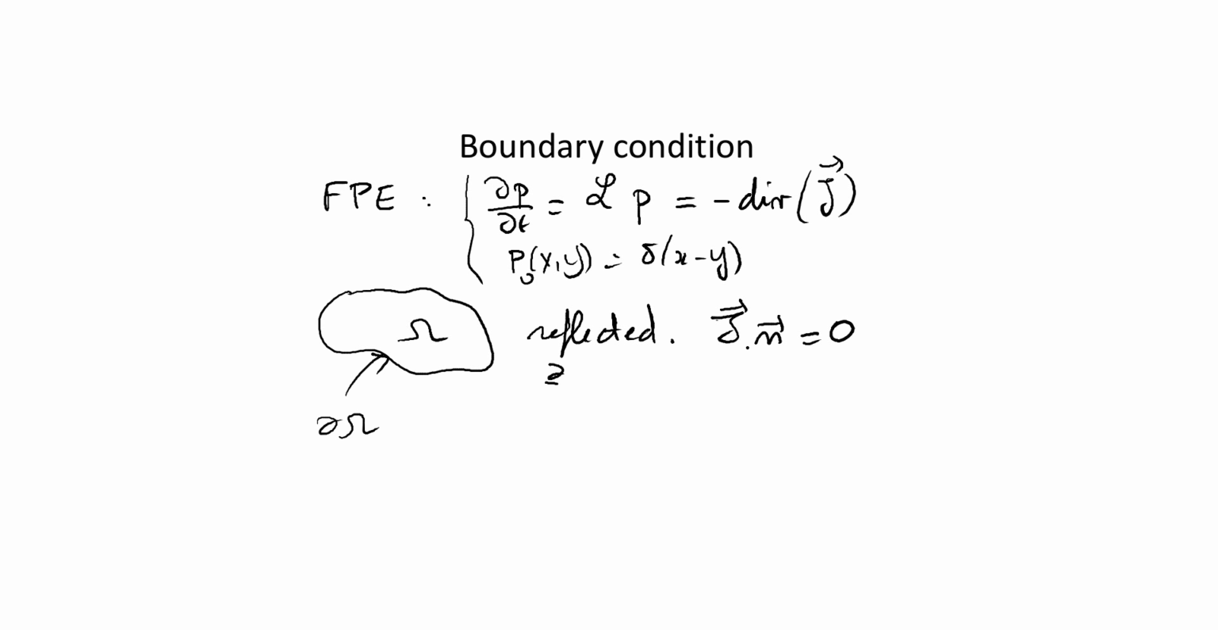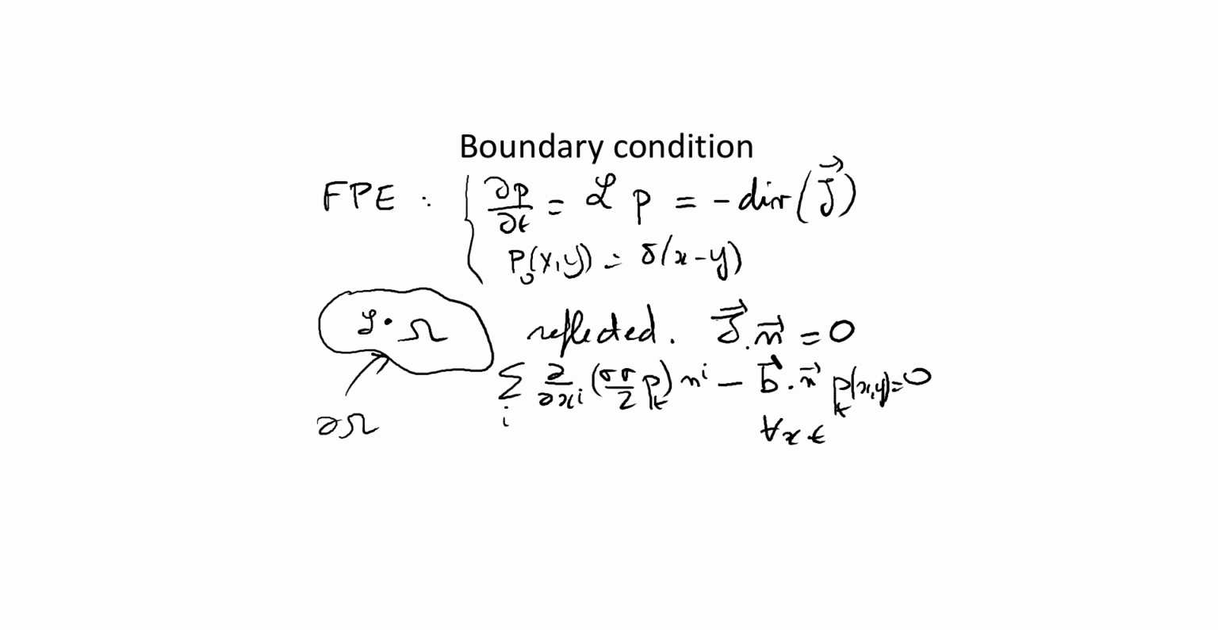So the condition is that j dot normal, this vector j dot n, equals 0, which can be written as d/dx_i of sigma sigma transpose divided by 2 p applied to n_i, so we have to sum over i, minus b, the field, dot n, multiplied by p, for t, x and y, has to be equal to 0. So we started, say you start at point y, and this is true for all points x on the boundary. Right, so this is an example of a reflecting boundary condition.